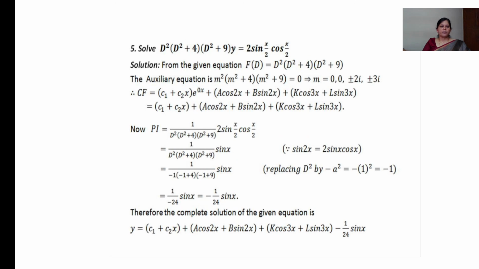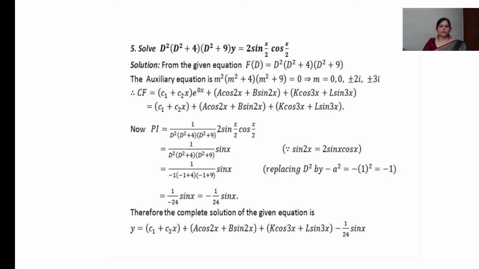Then the next example is: solve D squared into D squared plus 4 into D squared plus 9 into y is equal to 2 sin x/2 into cos x/2. From the given equation, f of D is given directly, so we can take D squared into D squared plus 4 into D squared plus 9. Now the auxiliary equation is m squared into m squared plus 4 into m squared plus 9 is equal to 0. So equate separately.